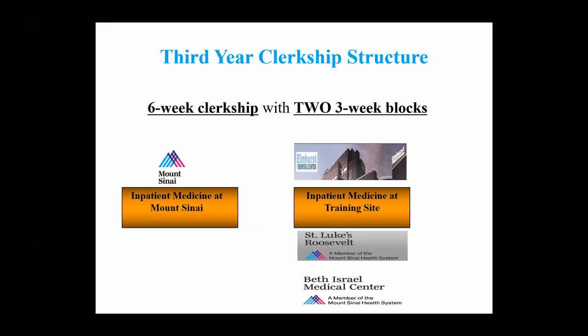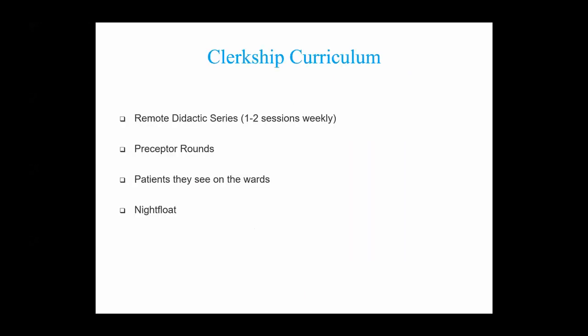Just a quick overview of the overall clerkship structure. Some of this may be familiar to those of you who've been working with our students, but it's a 6-week clerkship with 2 3-week blocks. They all do 3 weeks at Mount Sinai and then 3 weeks at one of our affiliate sites, which can include your site. So you'll have your students for 3 weeks.